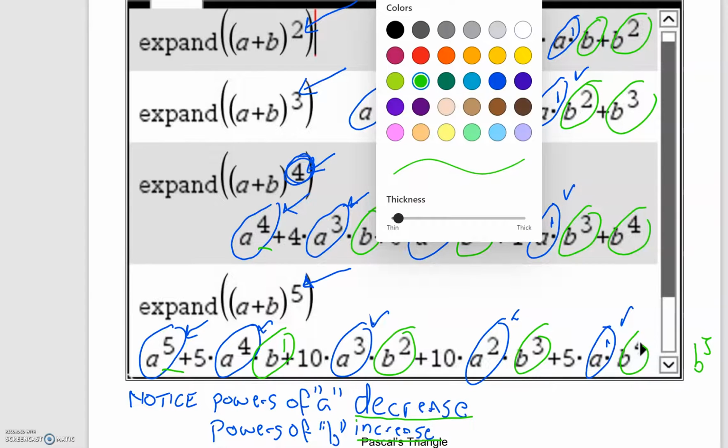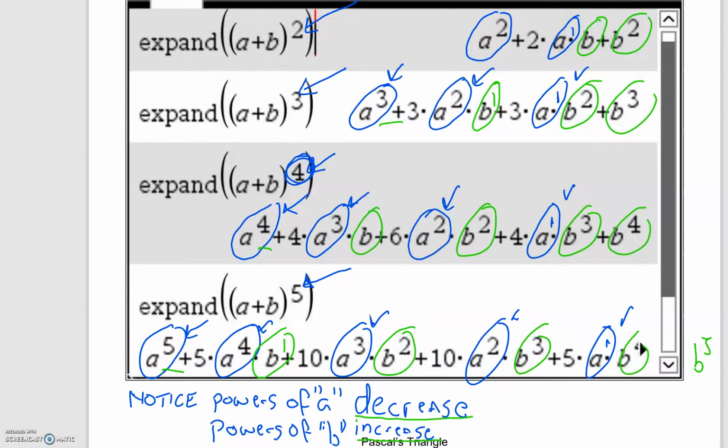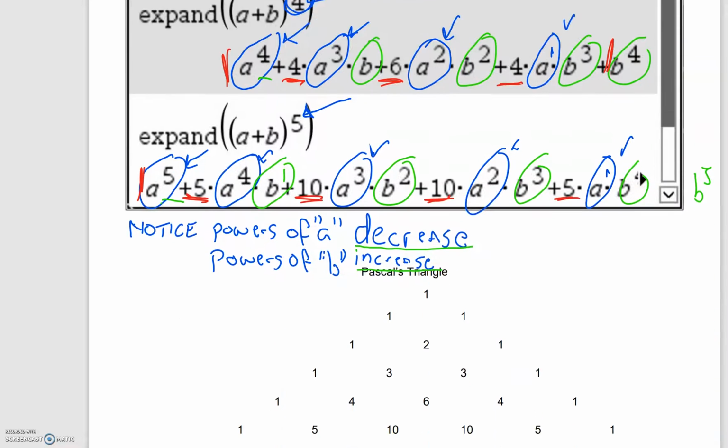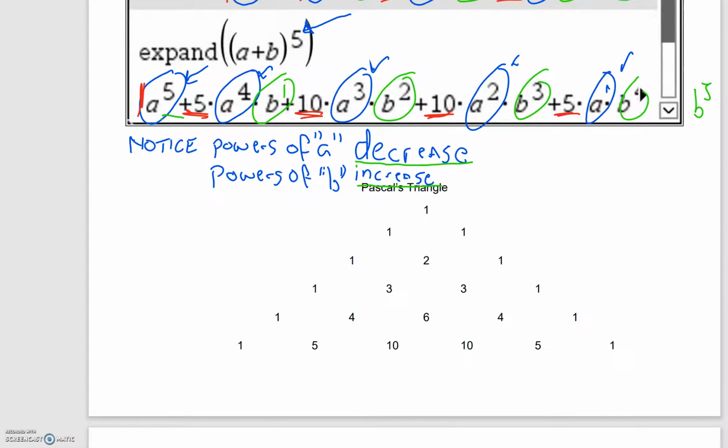Now the other thing to look at is these numbers in front. Like there's a 1 here and a 1 here. Here was a 1, a 2, and a 1. A 1, a 4, a 6, a 4, a 1, and then a 1, a 5, a 10, a 5, and so on. Well, if I were to group those into a pattern, here's that first row. I had a 1, 2, 1, and then I had a 1, 3, 3, 1, 1, 4, 6, 4, 1.